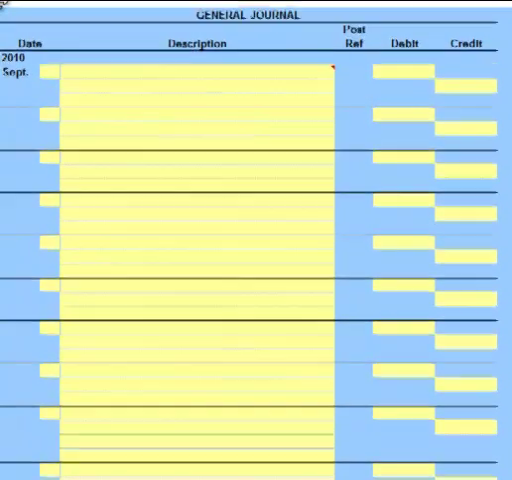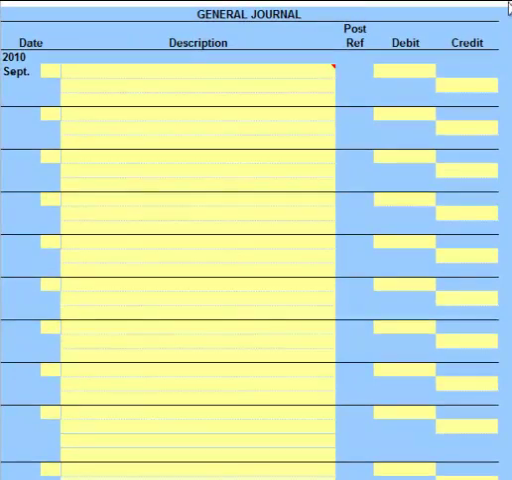And I'm using just a spreadsheet that I had from a prior semester just so I can show it on the screen. But a general journal just has a lot of lines, a lot of blanks, and you enter in the transactions as they occur, just as you would like a diary.